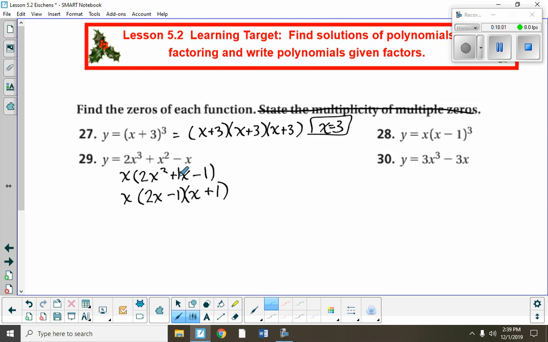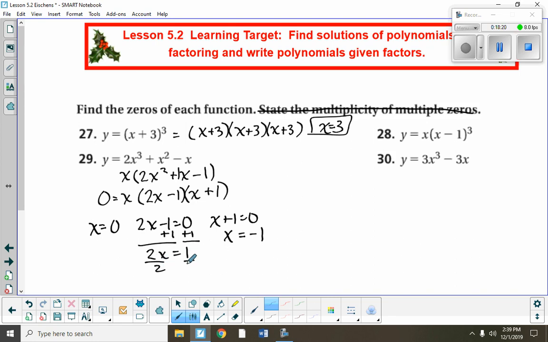So your zeros then, if we set this equal to 0, x would equal 0. 2x minus 1 equals 0, and x plus 1 equals 0. So x equals negative 1, x equals 0, and here we have to do a few steps to solve. So we have 2x equals 1, so x equals 1/2. So those are your 3 zeros. So this was x to the third. Notice there are 3 solutions.